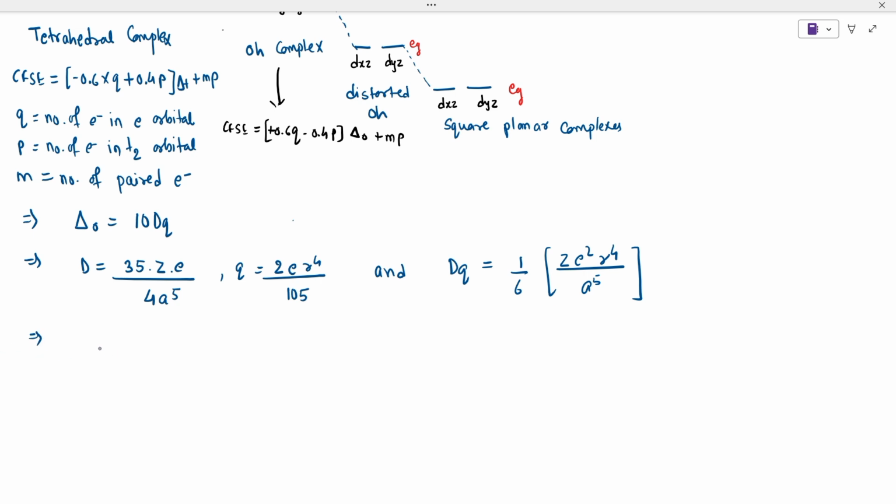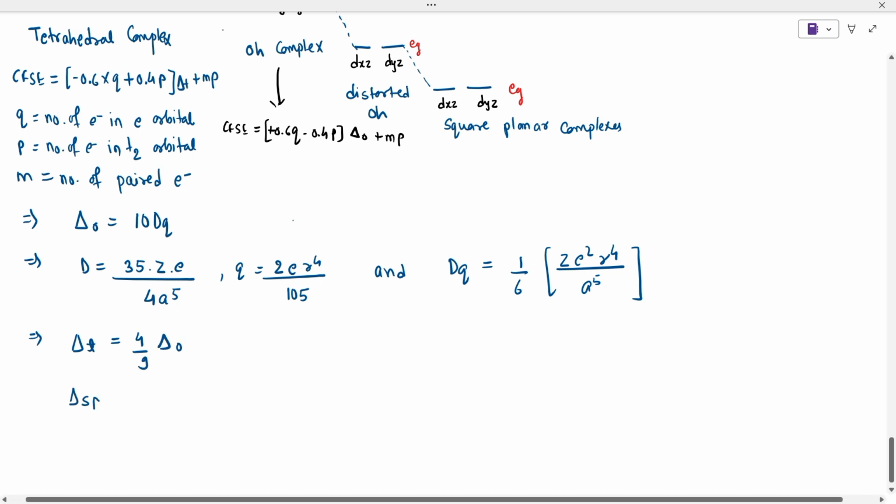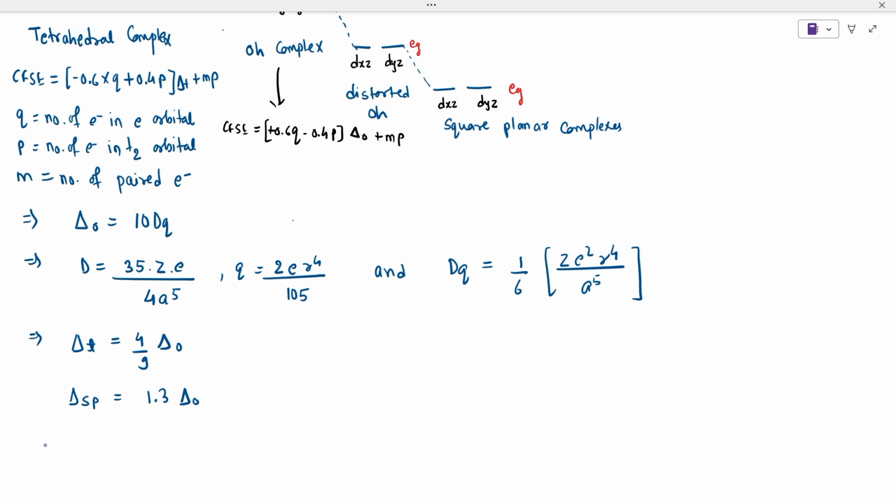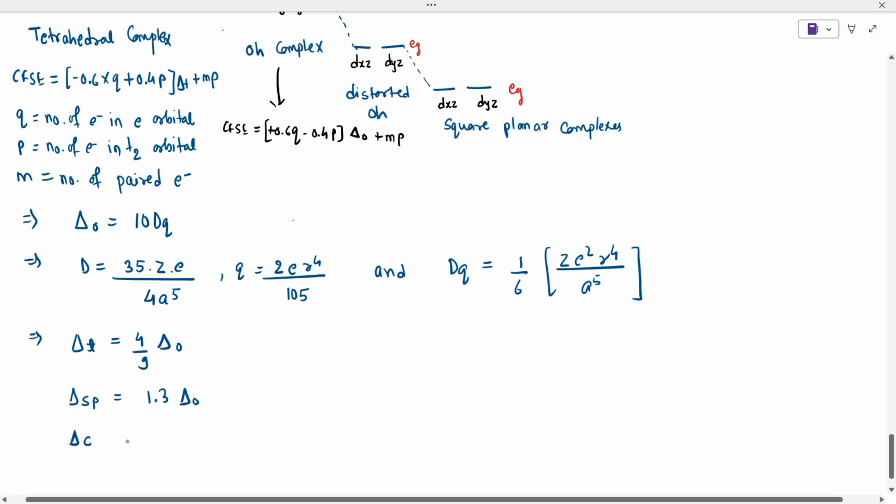Next, we can relate tetrahedral energy. Next, we have some relations. Tetrahedral energy is equal to 4 by 9 times the octahedral energy. Similarly, for square planar, we can convert by multiplying with 1.3 into delta O. Then delta C is for cubic complexes. It is related with 8 by 9 into delta O.